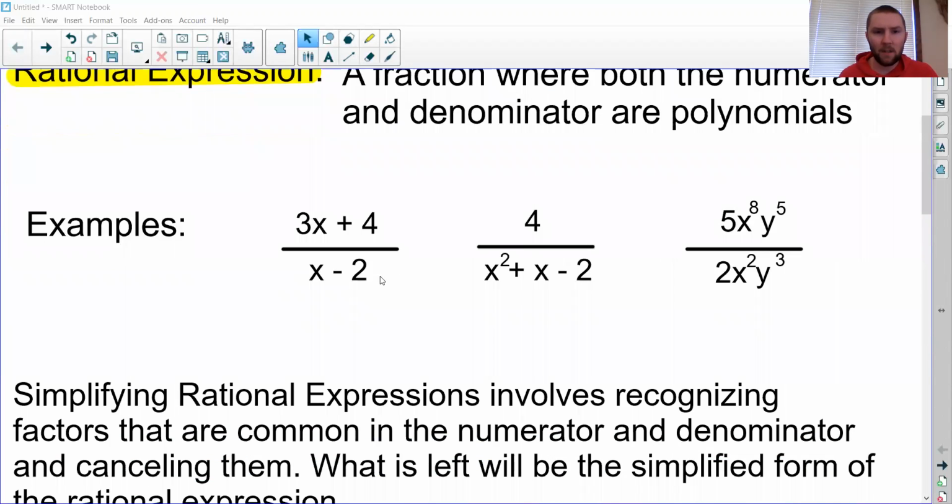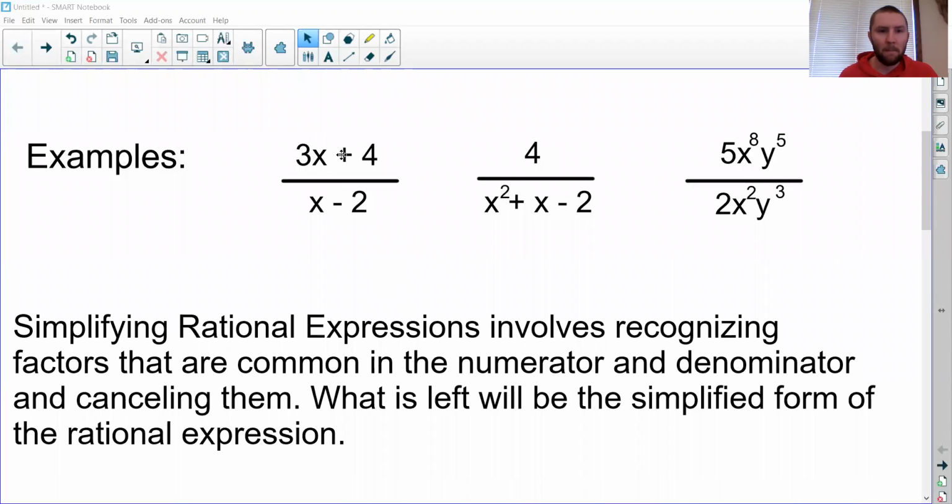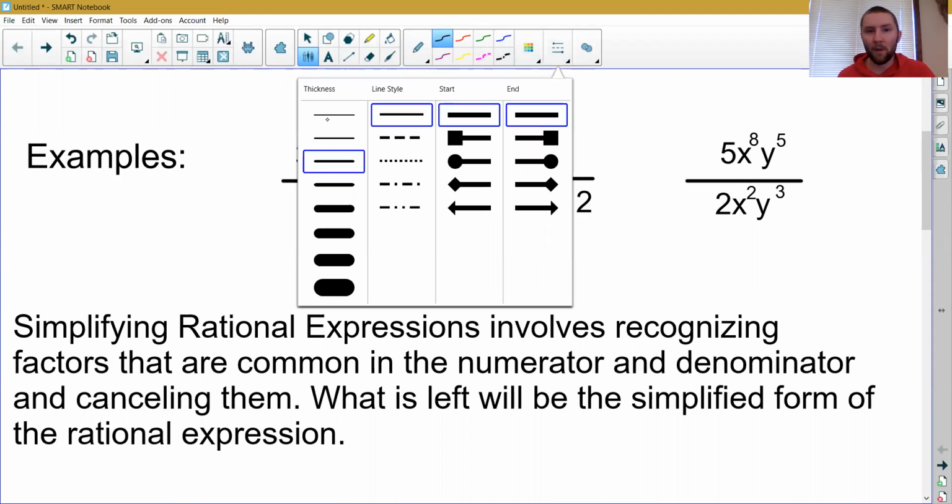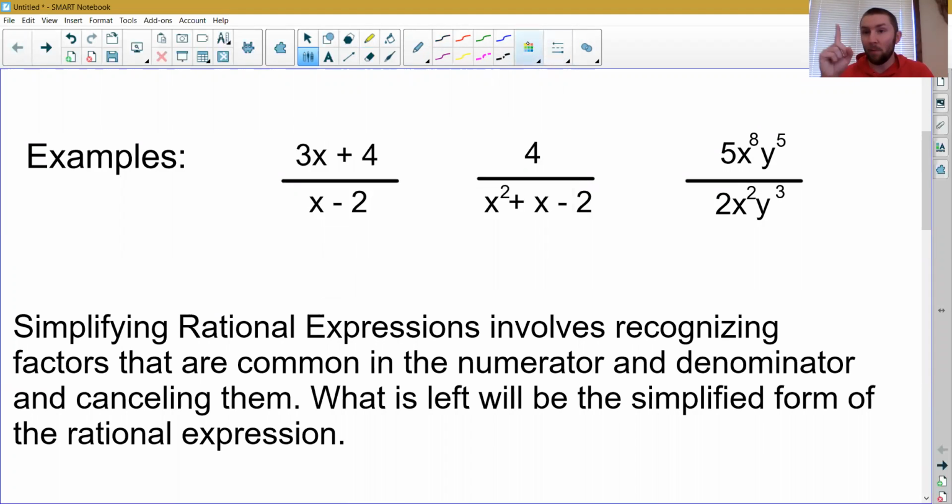So I've listed some examples here for you. Here's one, 3x plus 4 over x minus 2, where both of those are linear expressions. 4 over x squared plus x minus 2. Here we have just a number, but remember I said we're giving polynomials a very broad definition. So a number can be a polynomial. It's just a monomial of one term with a degree of 0.